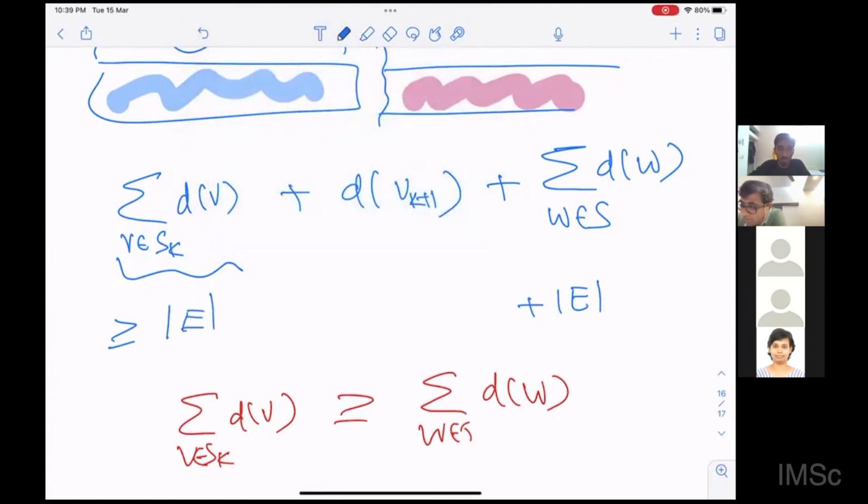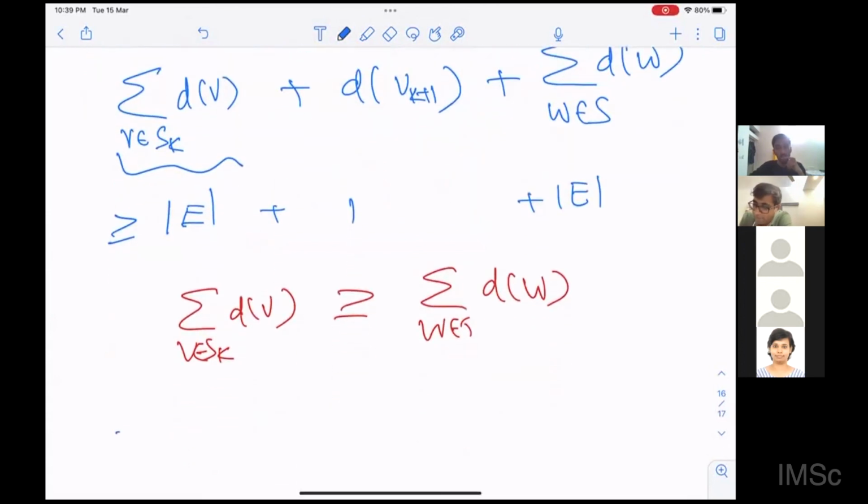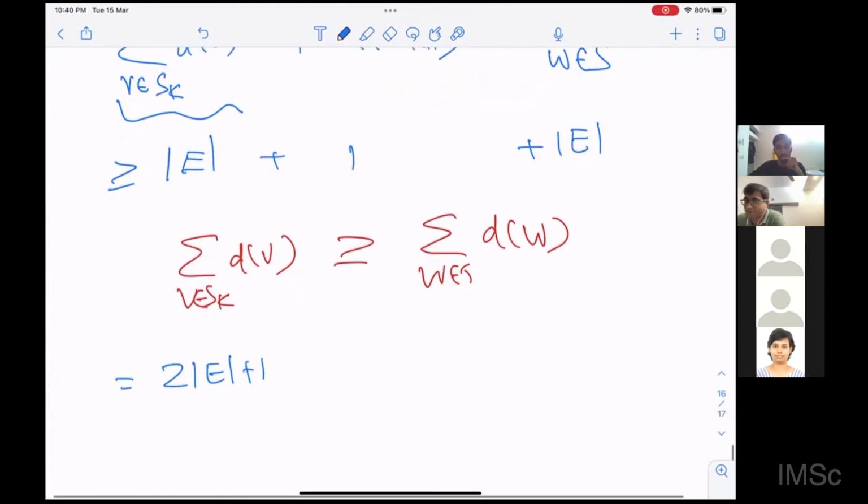Okay, so now this is at least E. Now we don't have an isolated vertex, so this guy's degree is at least 1, right? So what did you get? Does it remind you of something? Sum of degrees is 2E. Yes, the partition lemma. So this is a contradiction. That's it.